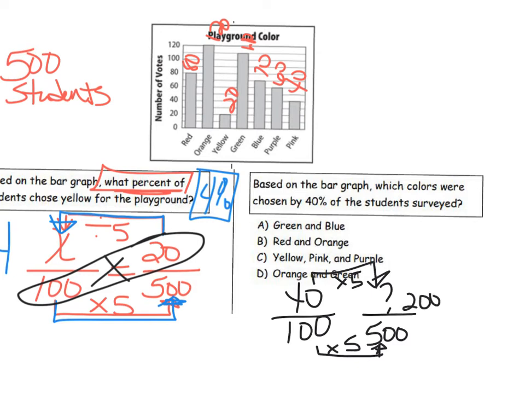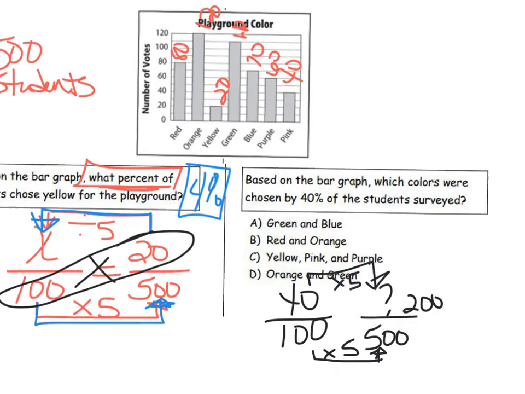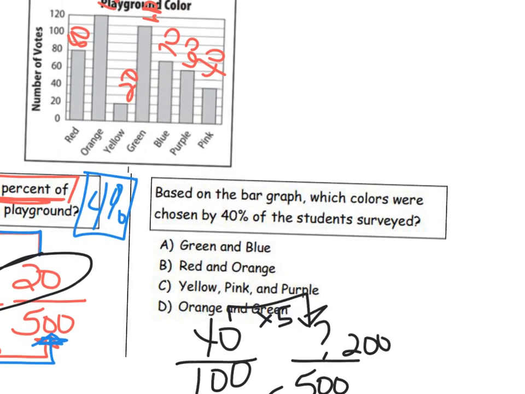200. Now let's go ahead and see which one of those add up to 200. Okay, so we know that green was 110, blue was 70. So when you add those, 110 plus 70 gives you 180. So is that 200? No. Okay, red is 80 and orange is 120. Does that give you 200? Yes. So I'm still going to look at the other ones just in case.